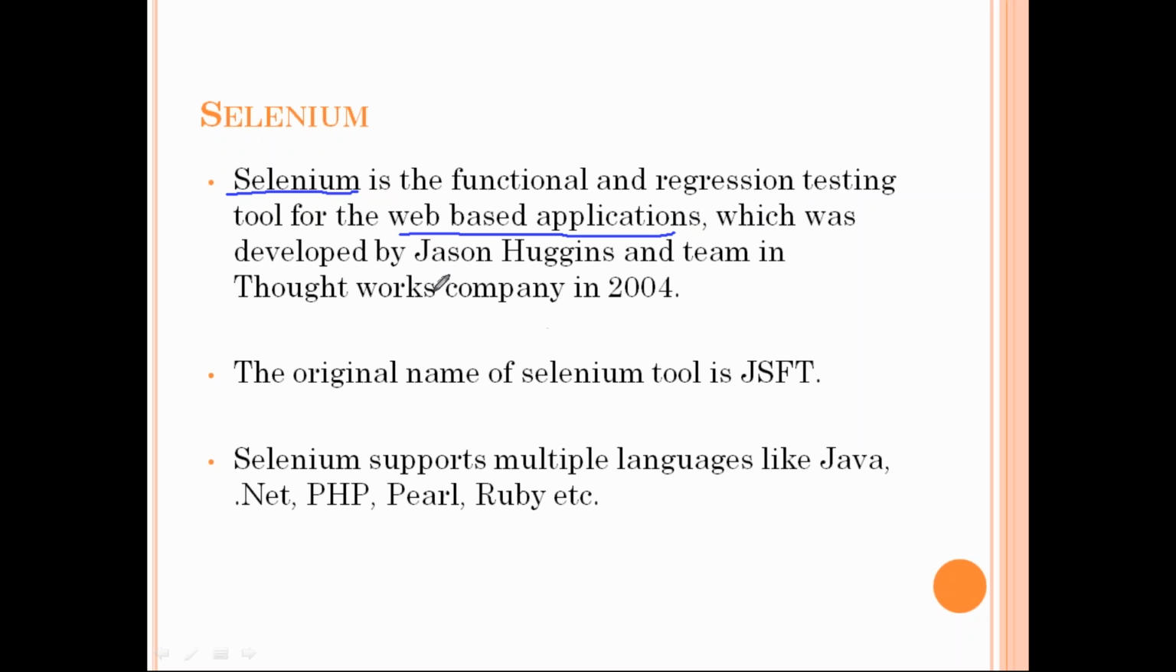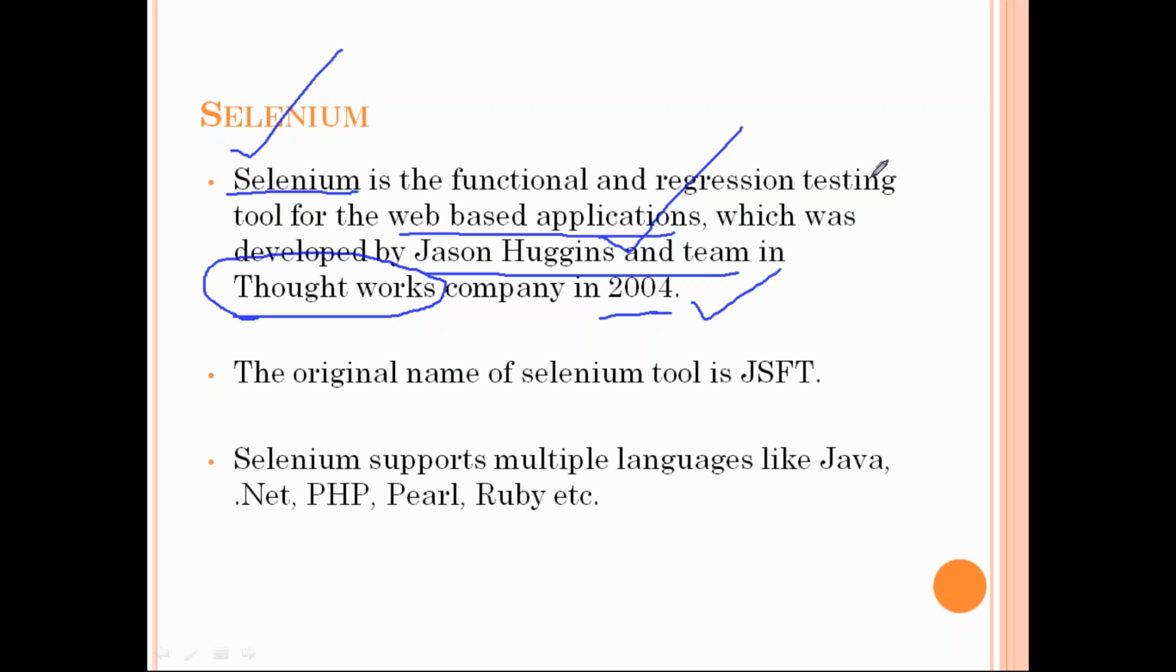And this Selenium tool was developed by Jason Huggins and team from the ThoughtWorks company in the year 2004. In the year 2004, Jason Huggins and team were Java development people. They used to work for a company called ThoughtWorks. The company name is ThoughtWorks. And these Java development people, in order to test their applications, developed this Selenium tool.